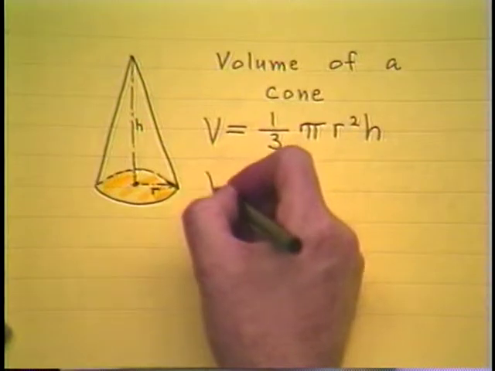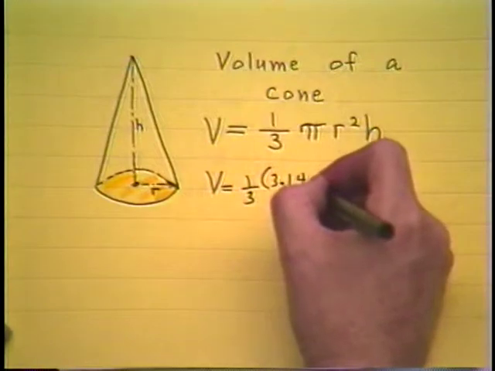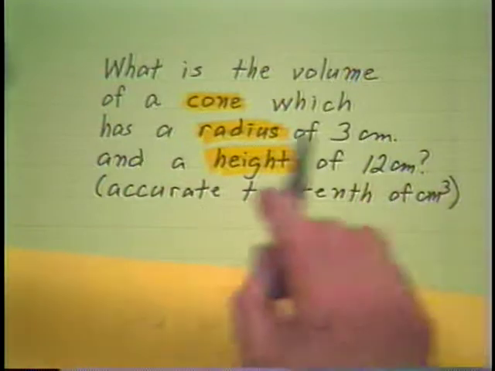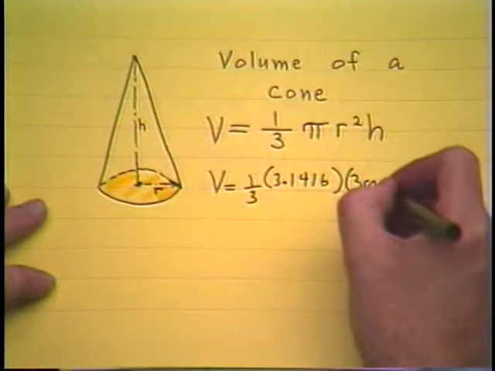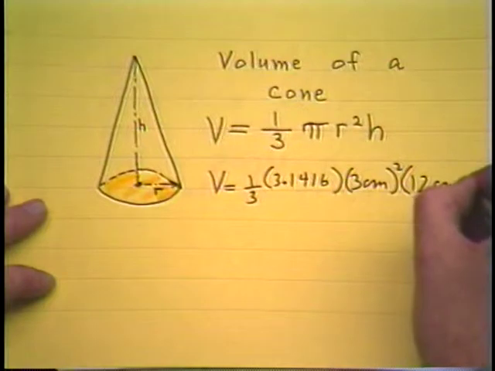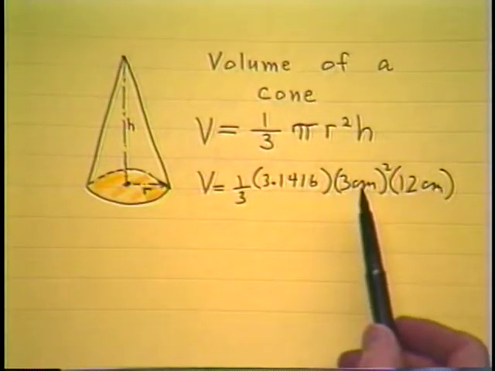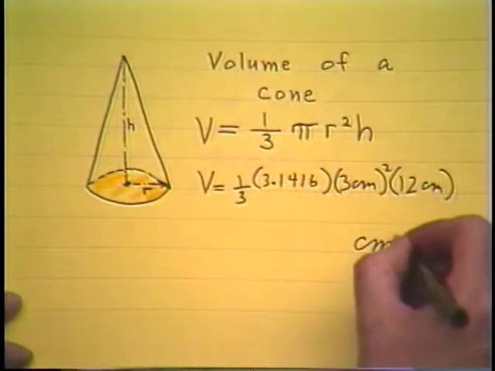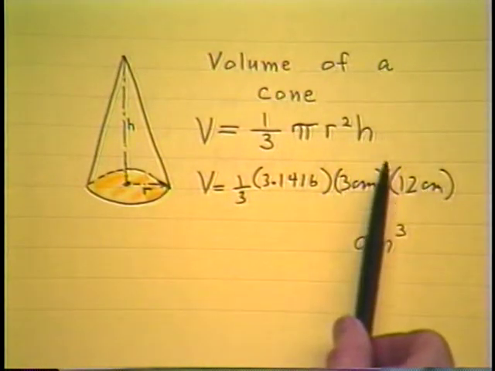Well, in our specific problem, of course we have pi. Our radius was given to us as 3 centimeters and the height is 12. So the radius is 3 centimeters squared and the height is 12 centimeters. Now squaring the centimeter, I'll have 2 centimeters being multiplied and 1 more centimeters, which is cubic centimeters.